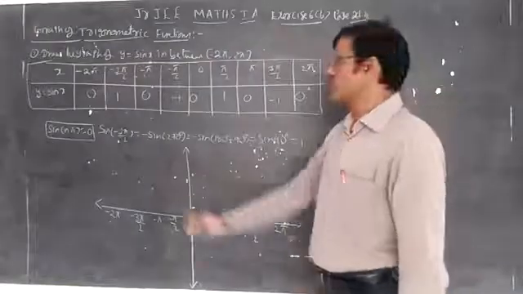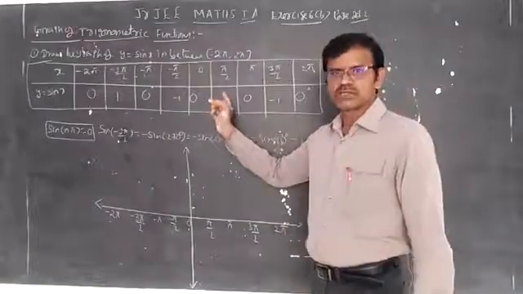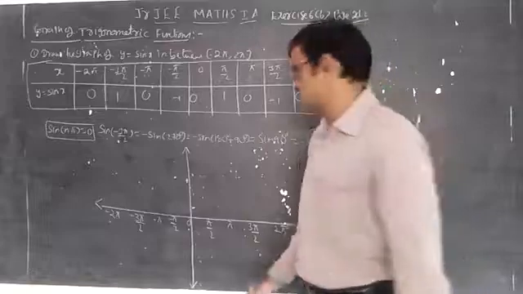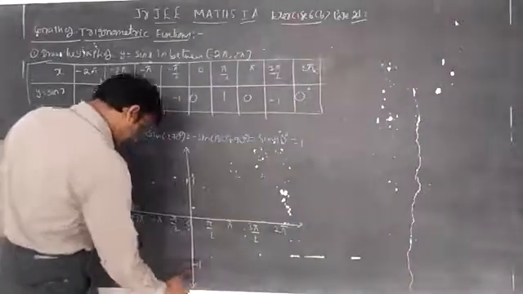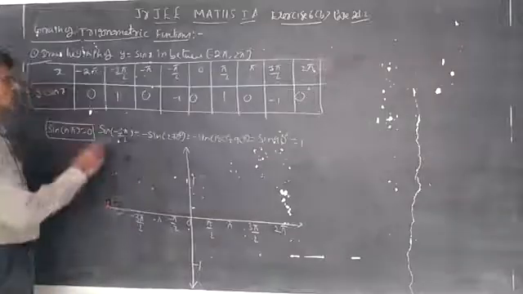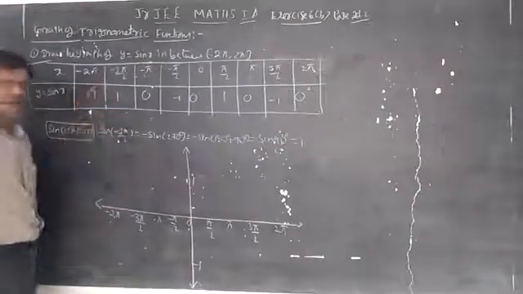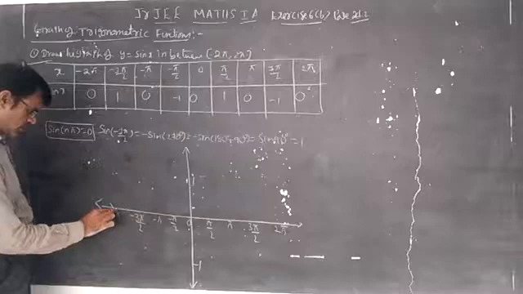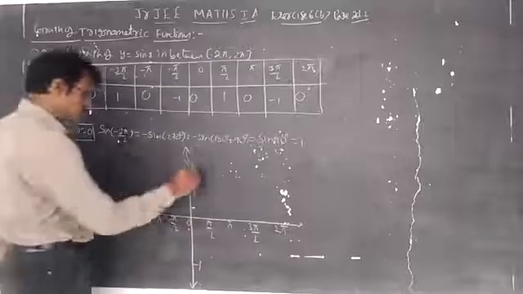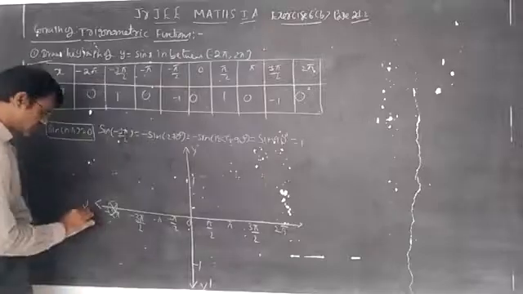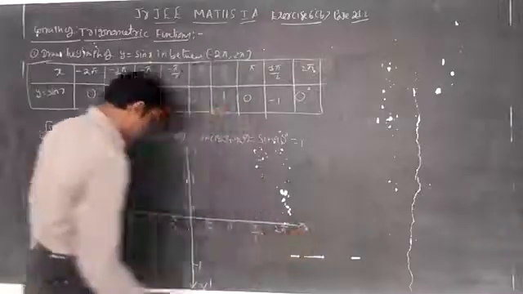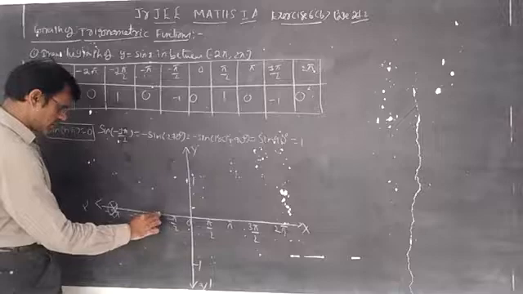The maximum value is 1. It is positive. The minimum value is minus 1. Put here 1 and minus 1. For sin, I said that for every multiple of pi it is 0. Put here indication of 0 on the x-axis. This is y-axis. This is y dash and this is x dash. This is x-axis.